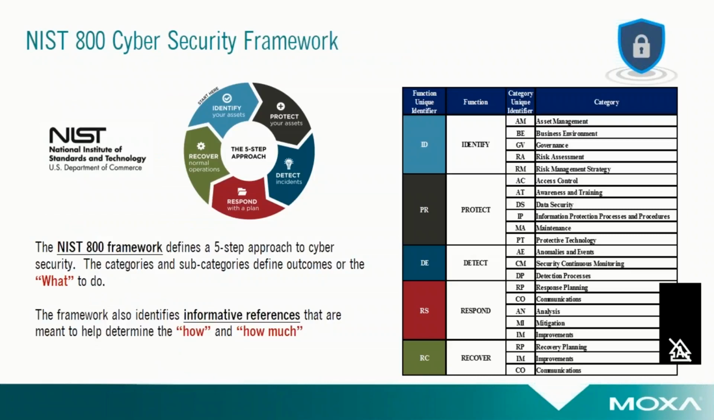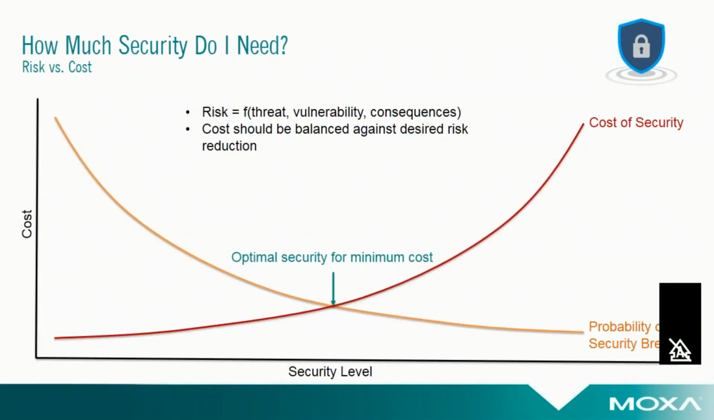So for today, I'm going to start with NIST 800 because typically when we engage with both the IT and OT people, the IT people are more familiar with the NIST framework. And that's because the NIST framework gives you kind of a life cycle approach, a five-step approach, but it really defines the outcomes that you're looking to achieve. And they're in these 5 areas: identify, protect, detect, respond, and recover. But they also reference what they call informative references, which are other documents and standards which are meant to help you determine the how and how much security is appropriate for your specific environment. And so those informative references may be different for the IT environment than they are for the OT environment.